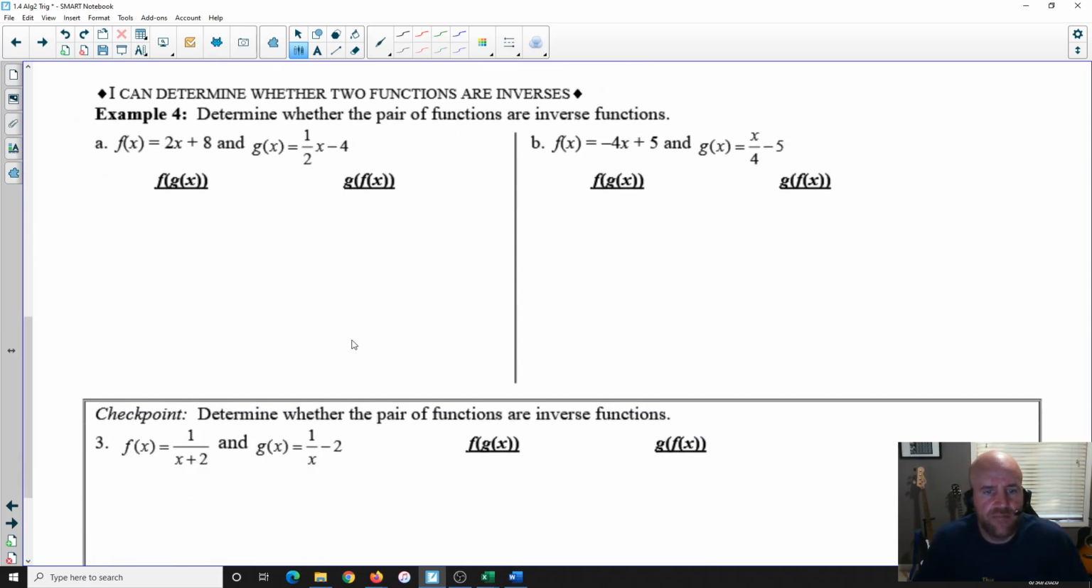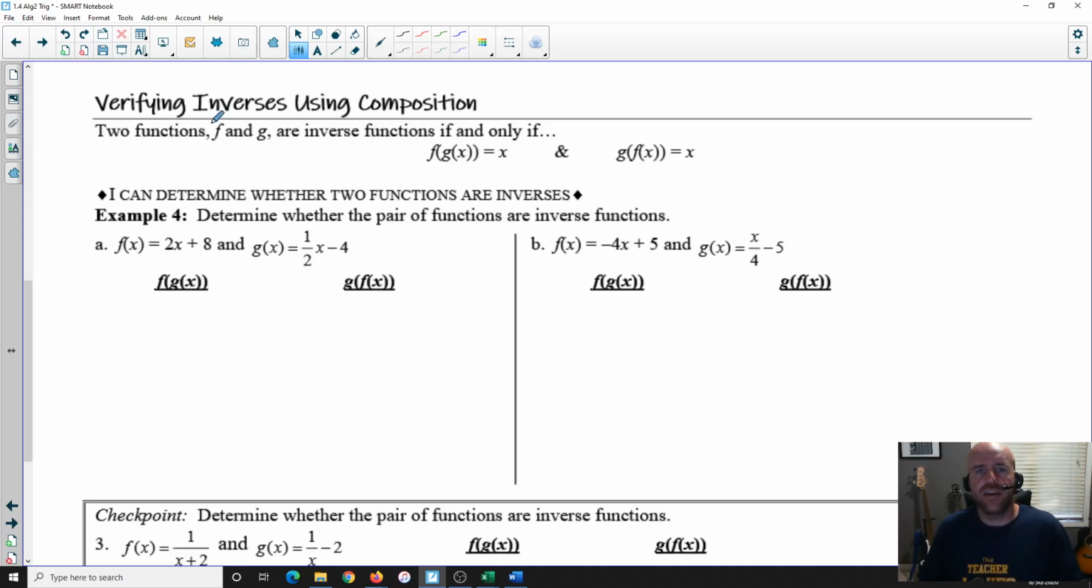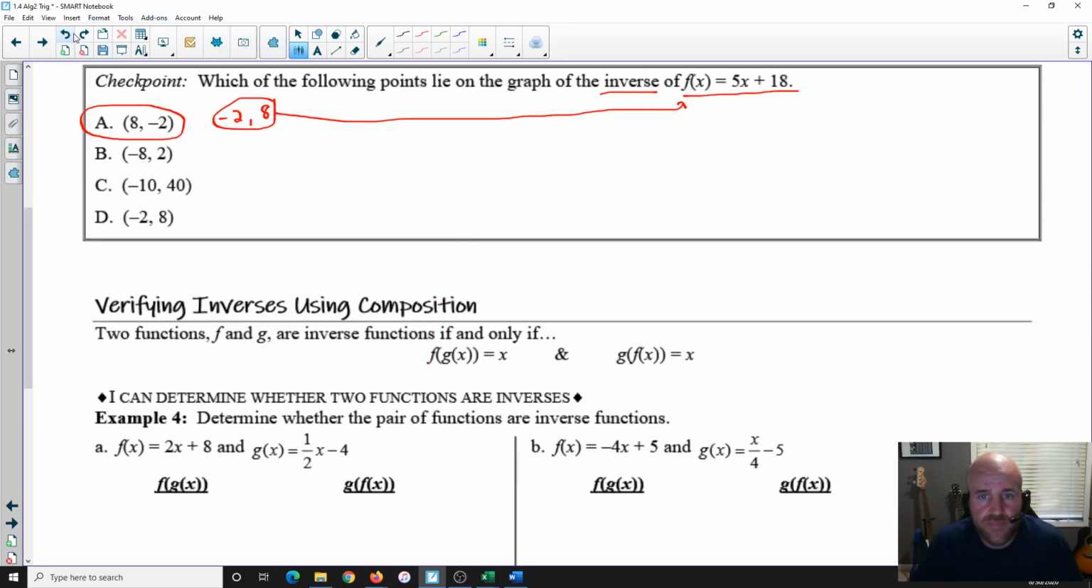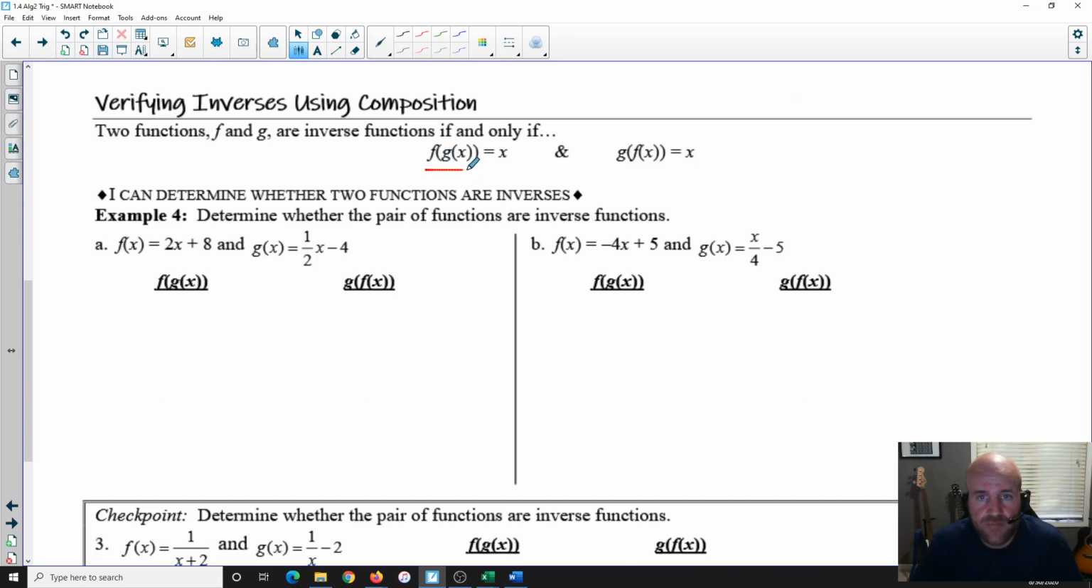All right, and then the last example here is verifying an inverse using composition. So function composition, what we learned a few days ago, we need to apply to this problem. So what this says right here, f of g of x equals x. Here's function composition. If that ends up equaling x, and g of f equals x, so they both have to equal x to be an inverse of each other. Okay, so two functions f and g are inverse functions if and only if these two things are true.